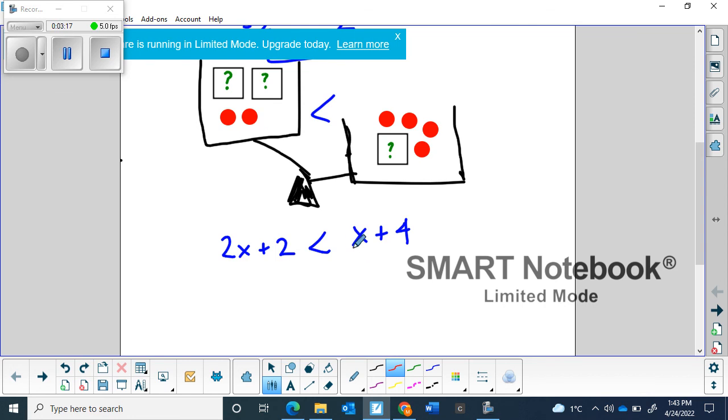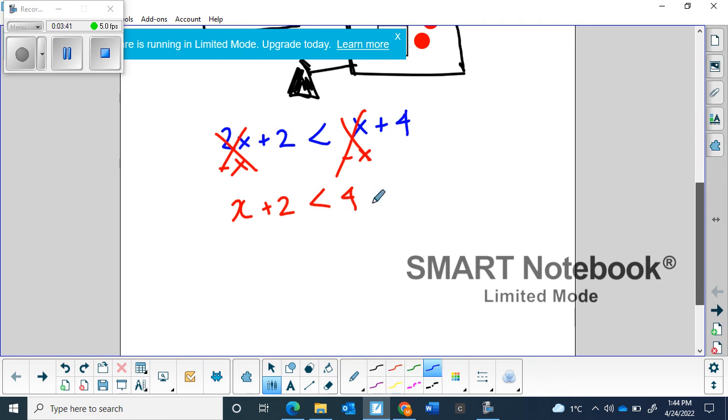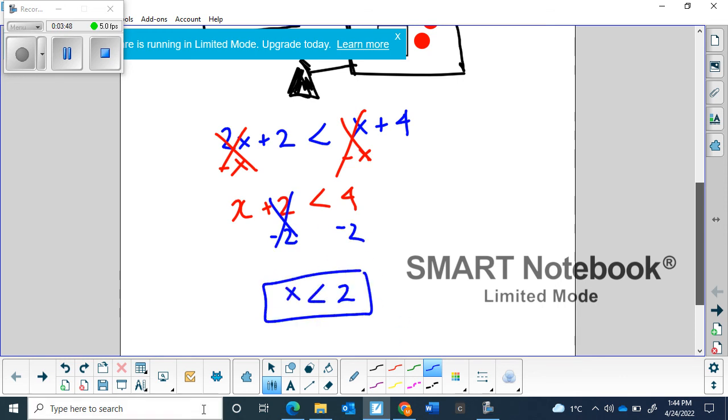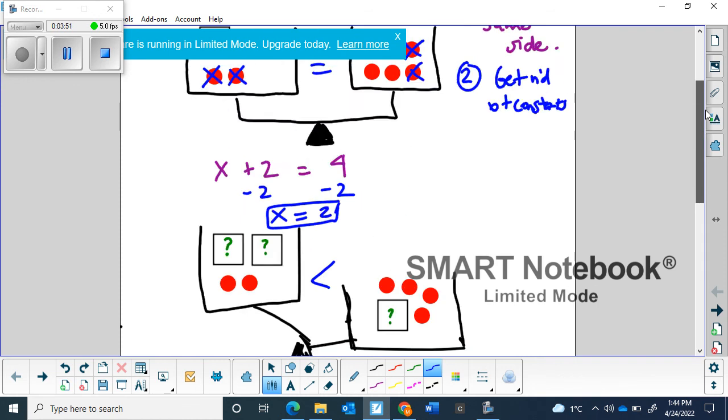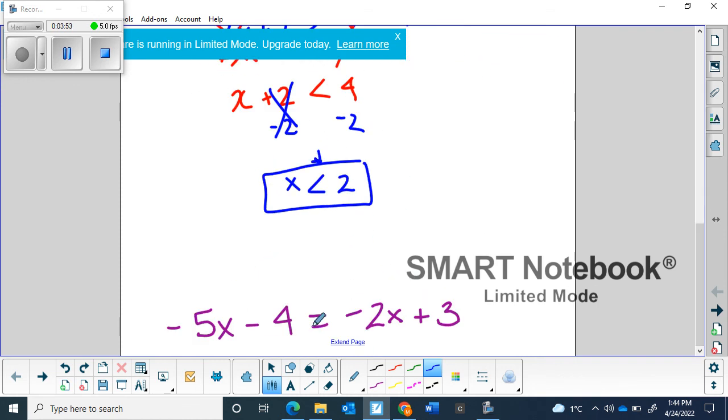Exact same way, we've got to get the variables on the same side. So I'm going to take away an x here, take away an x here. Now, I am subtracting an x. I'm not dividing or multiplying by a negative, so I do not flip the sign. I don't have an x here anymore, so I've got just 1x plus 2, still less than 4. Now I take away 2 from one side, take away 2 from the other side. I'm left with x is less than 2. And that would be my answer. Exact same as the question we did up here, except we have an inequality in the middle.